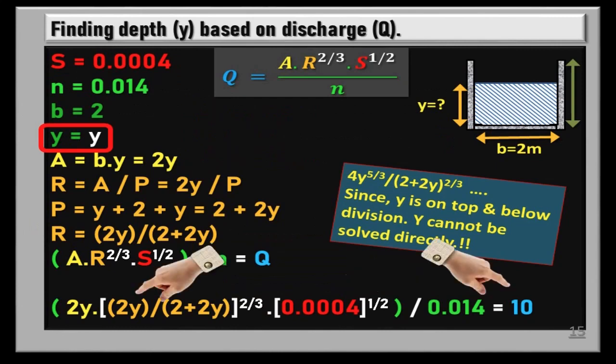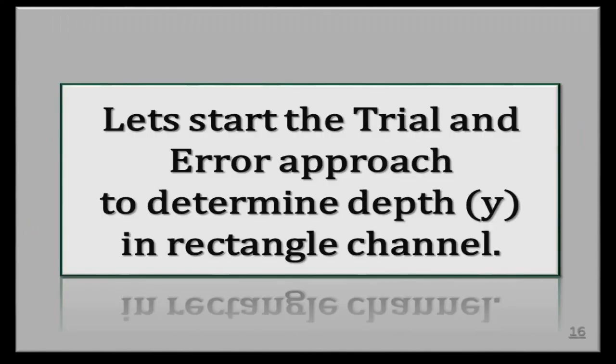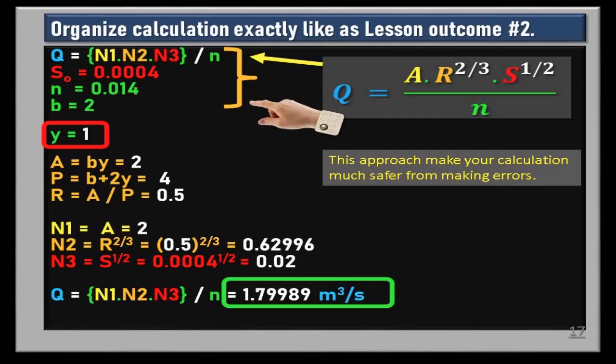To get the flow Q to become 10, we have to do trial and error approach on the depth of Y value, so that the result calculation of flow Q is 10. Let's start the trial and error approach to determine depth, Y, in rectangle channel. The calculation of flow Q is by start writing down the formula of Manning equation. Then, assign all known values, such as the channel slope S, roughness N, bottom width B.